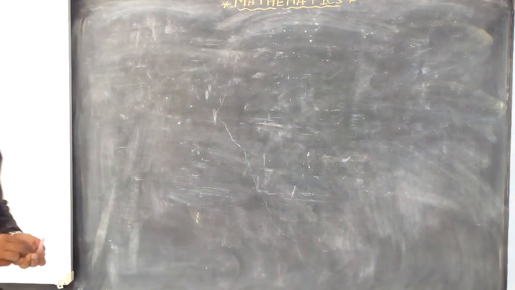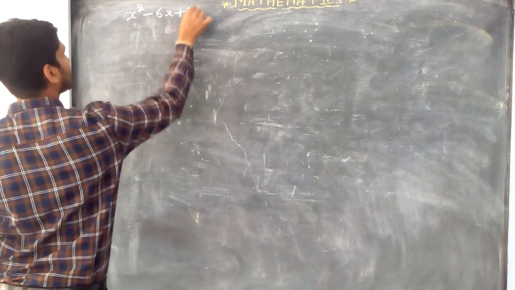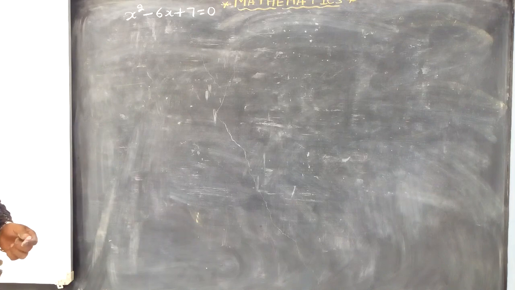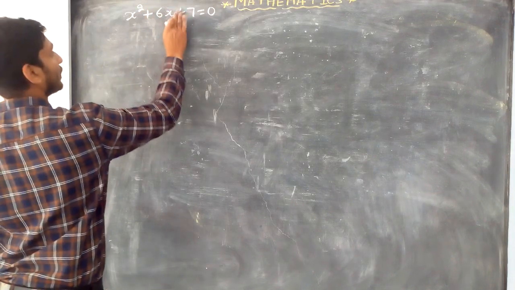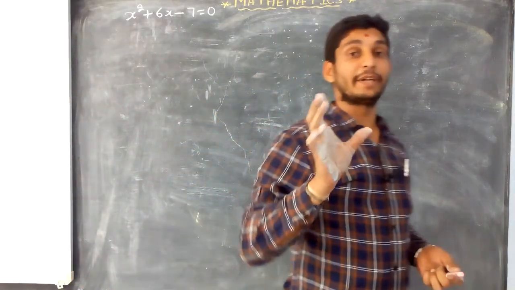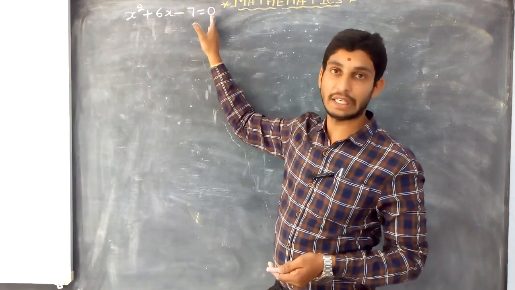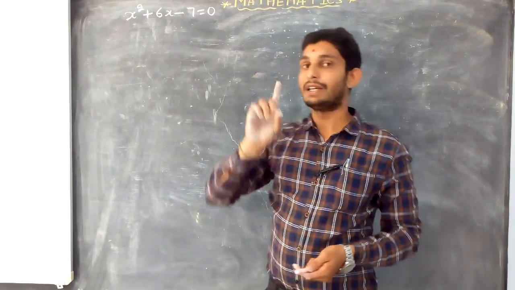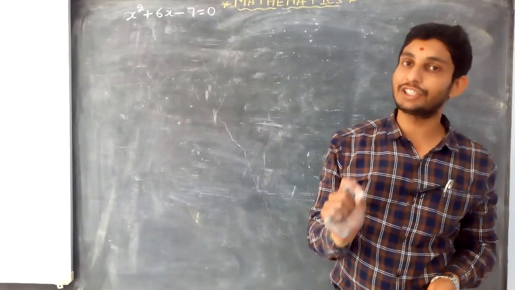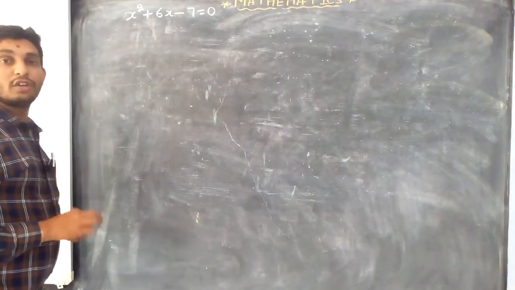Take one more problem. The question is like this: solve x square plus 6x minus 7 is equal to 0 by completing square method, as mentioned. Question again: solve x square plus 6x minus 7 equals 0 by completing square method. Why I am saying this is, this problem even you can solve by factorization also. Let us see next.